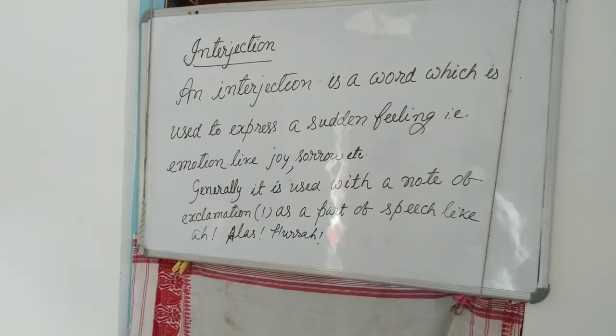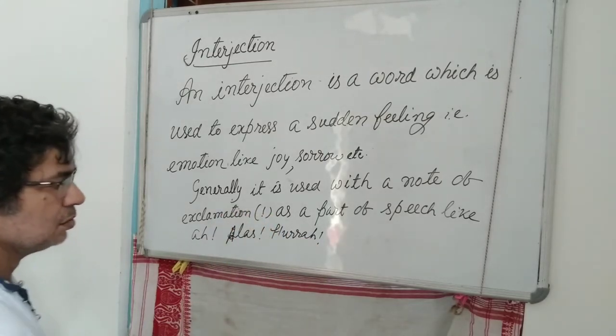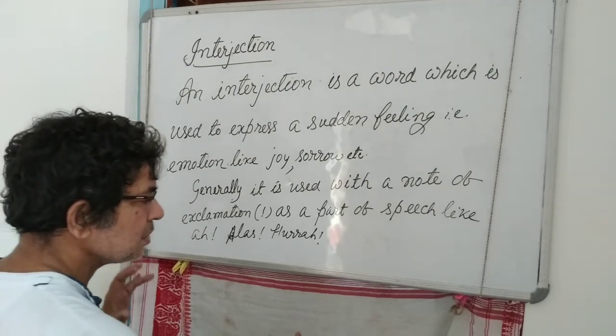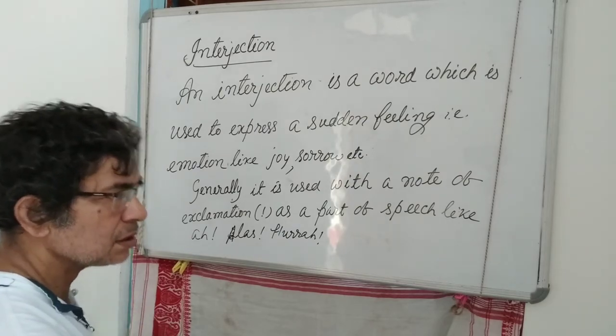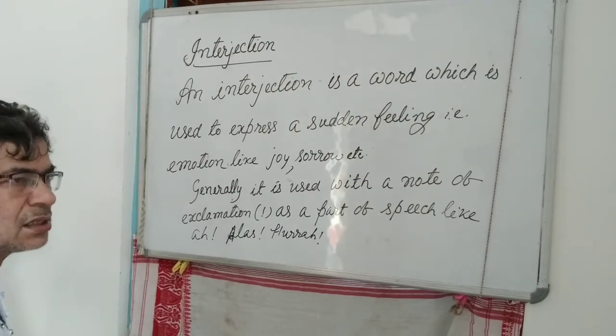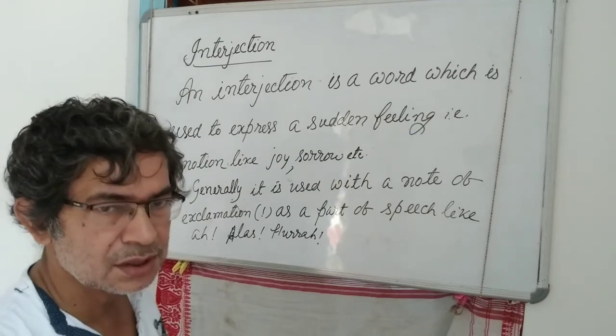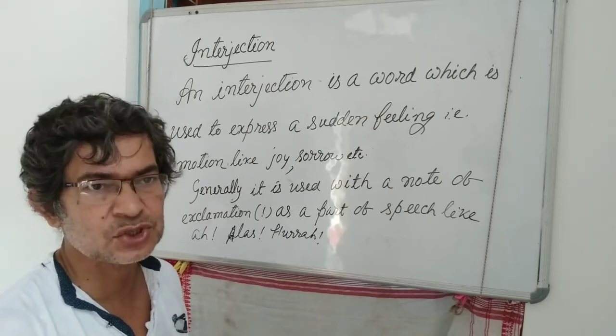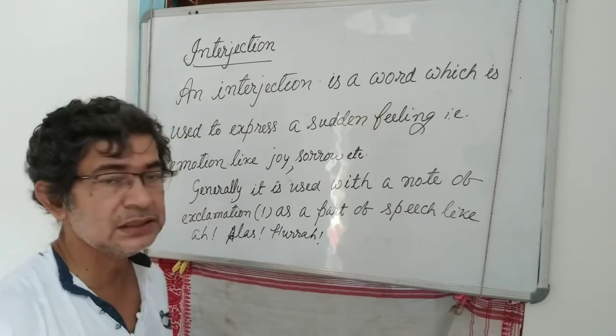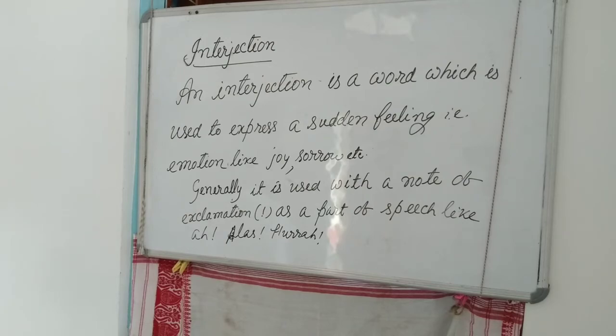You notice we use a note of exclamation after ah, alas, hurrah. So these are the symbols of expression of sudden feeling like our joy, our sorrow, happiness, disgust. Sometimes you may express your wonder, having seen something strange. So these are emotion words. Interjections are words of emotion.